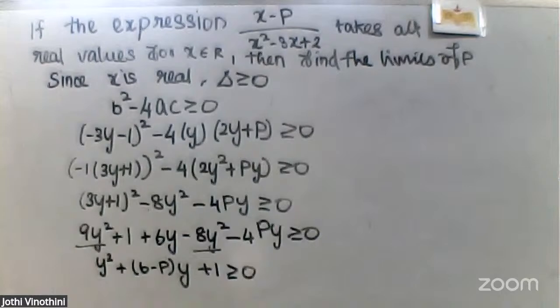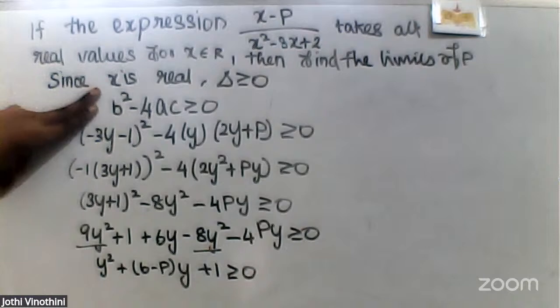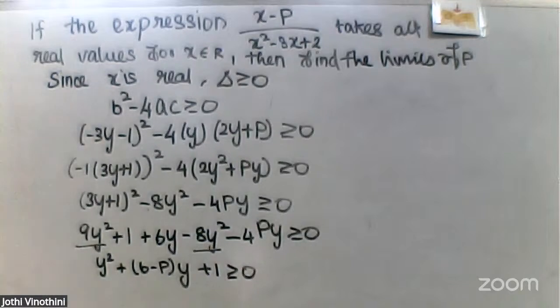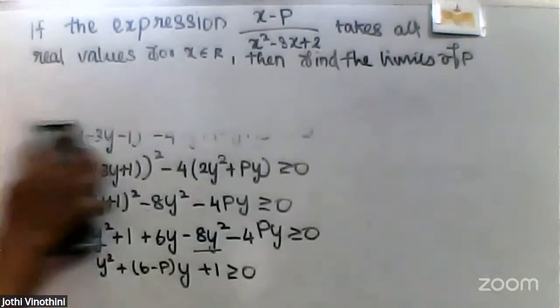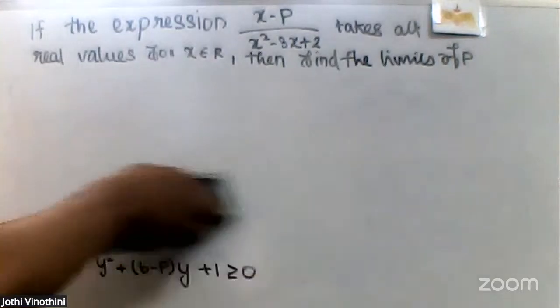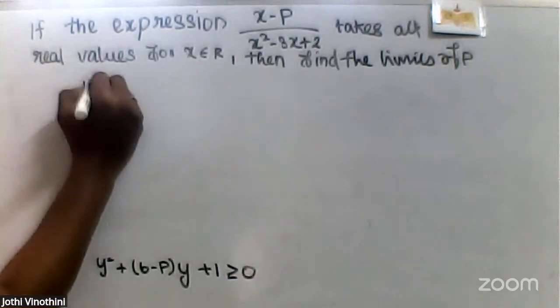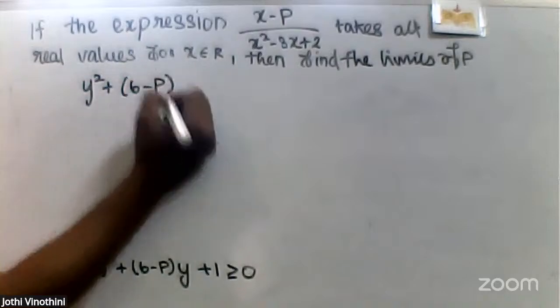I hope you all copied this. Shall I wrap? So what we did: before this step we found the values of a, b, c. Since in the question we are provided that x is real, del must be greater than or equal to 0. And if del must be greater than or equal to 0, b squared minus 4ac must also be greater than or equal to 0. We already know the values of b, a and c, so we substituted and simplified up to this. What is the last step we find? y squared plus 6 minus p multiplied.